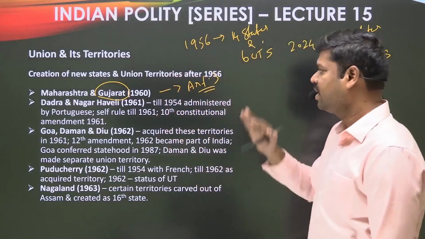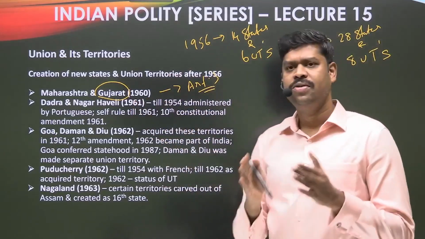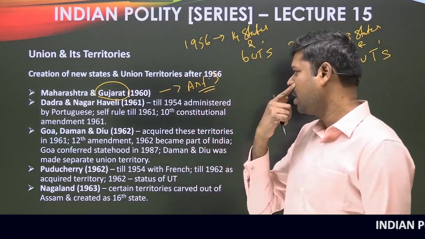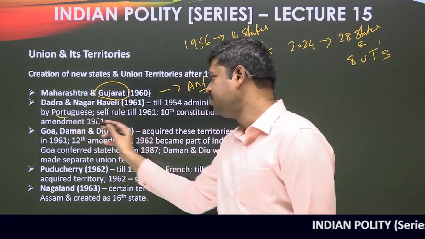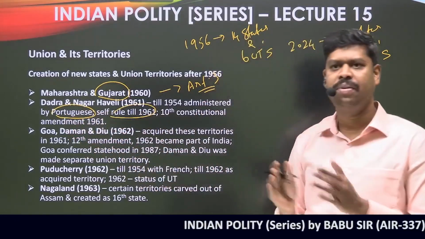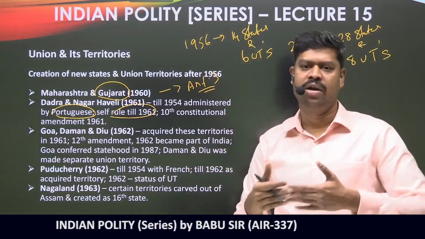Then the next thing that has to happen is the union territory of Dadra and Nagar Haveli. At that point of time, till 1954, Dadra and Nagar Haveli was ruled by the Portuguese. Then the Portuguese left, and there was some element of self-rule happening in that particular area. Then subsequently, India acquired that particular territory.